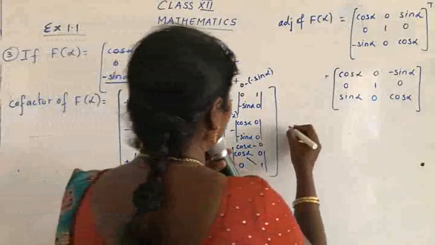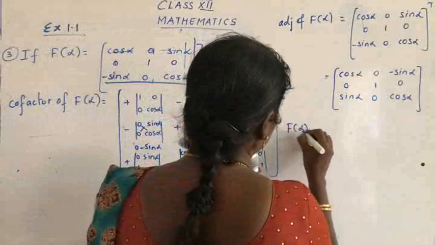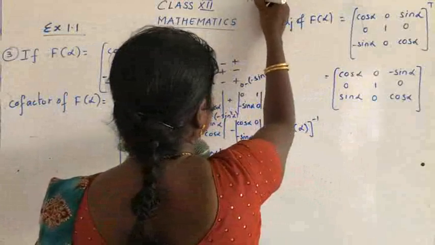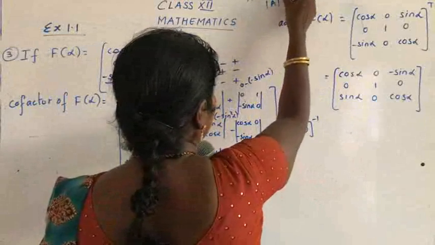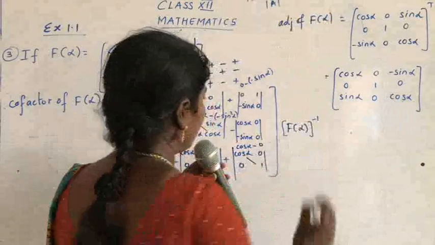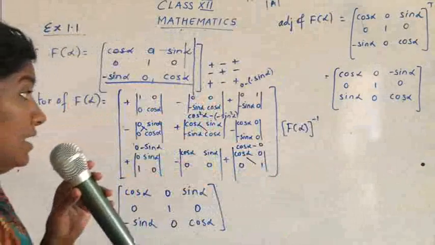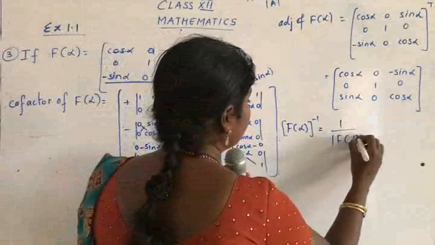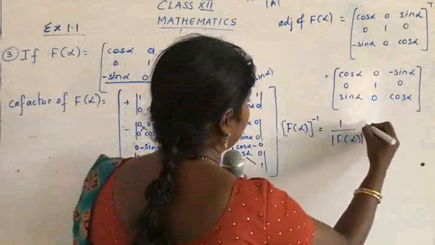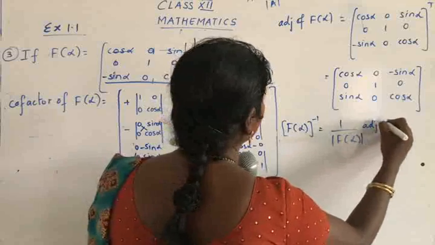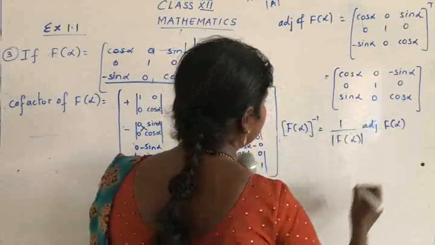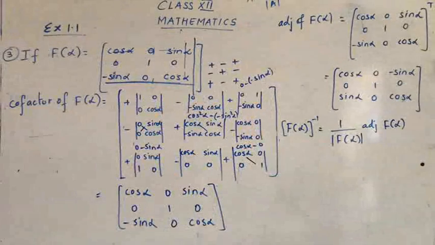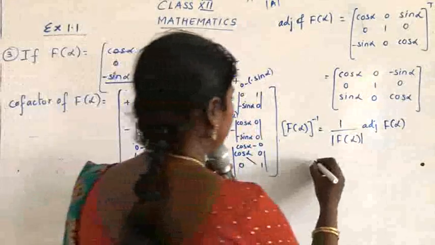Instead of A inverse, what we are going to do here is find F alpha inverse. So tell me the formula. What is the formula for A inverse? This is 1 upon determinant A times adjoint A. So the formula for F alpha inverse becomes 1 upon determinant of F alpha times adjoint of F alpha, just interchanging A in terms of F alpha. That's all. Let's substitute the values we have got here.